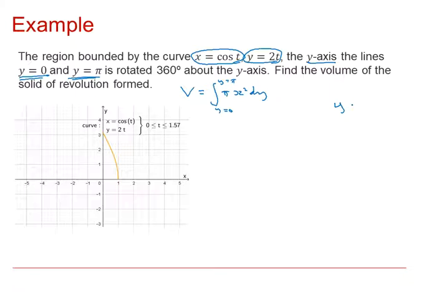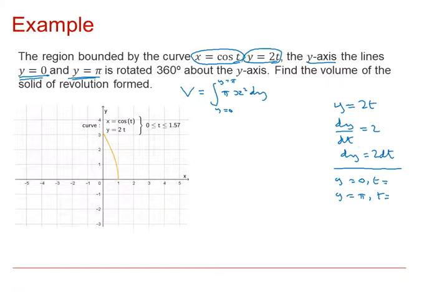We need to substitute for x, but also we need to note that y equals 2t. So dy by dt is 2 and dy is 2 dt. Don't forget to consider your limits as well. When y is 0 we need to think about t, and when y is pi we need to think about t. So if y is 2t, when y is 0, t is nothing, and when y is pi, t is pi by 2. So when we use the parametric forms and make our substitution, we will end up with a top limit of t is pi by 2 and a bottom limit of t is 0.